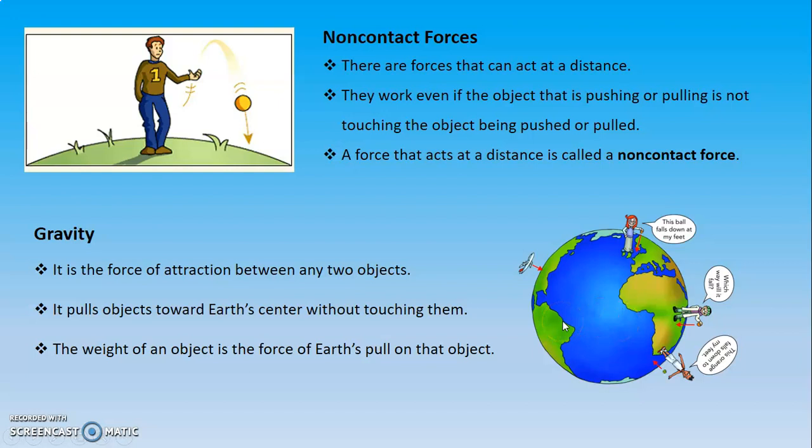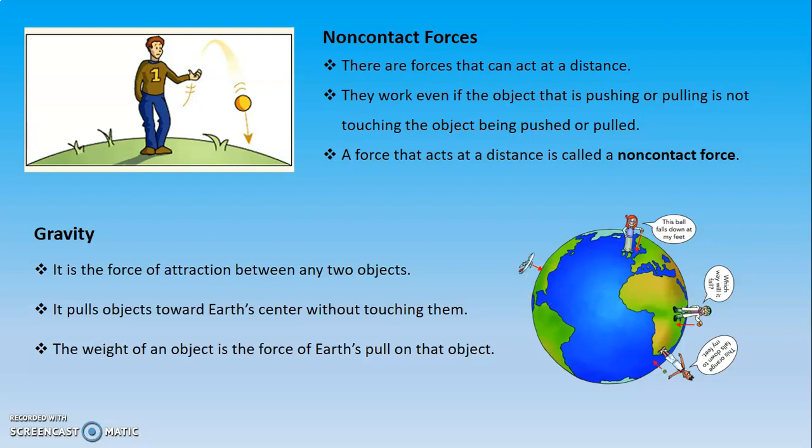Number three, the pull of Earth's gravity affects the weight of objects. Yes, I already told you that, right? Of course. And it gets weaker and weaker with distance, right?